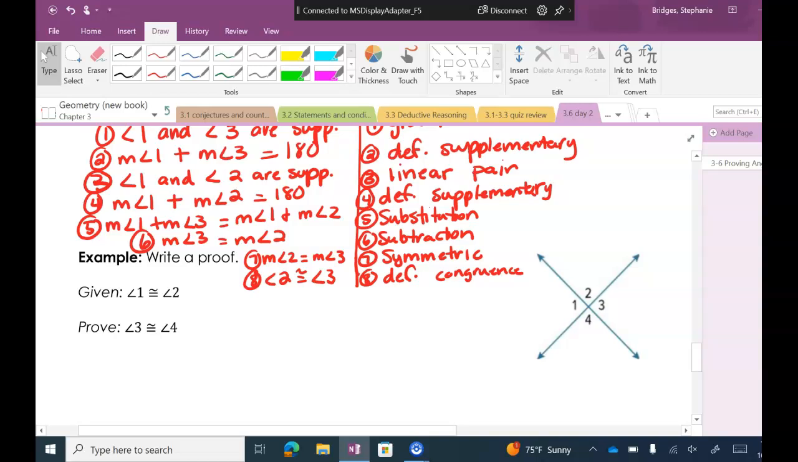I gave you the statements. I want you to fill in the reasons for 2, 3, and 4. Keep in mind that all of that is congruence. So think about the properties that you can use with congruent.